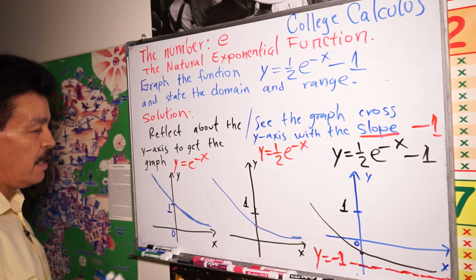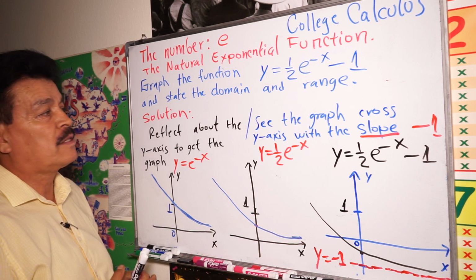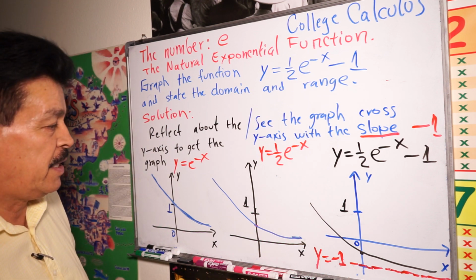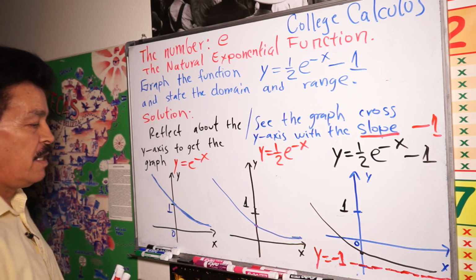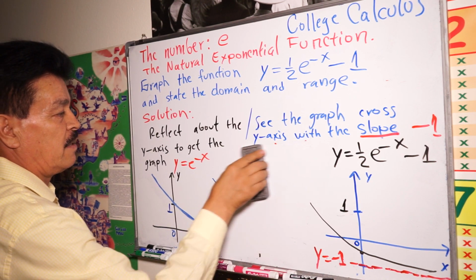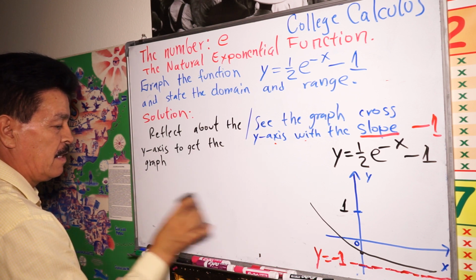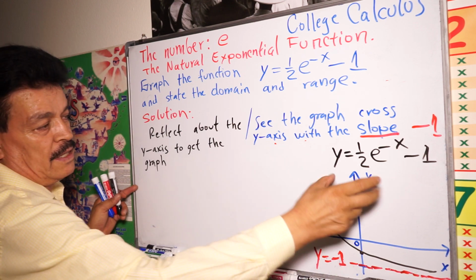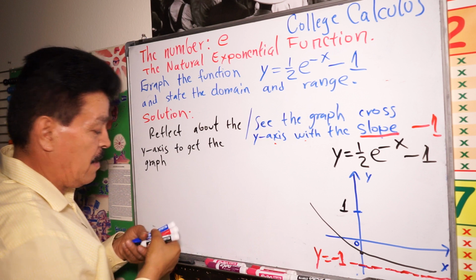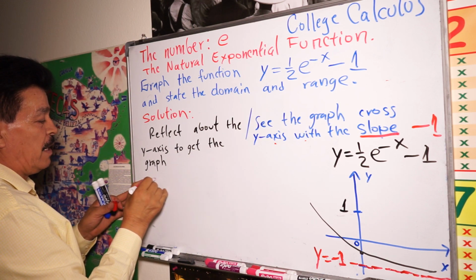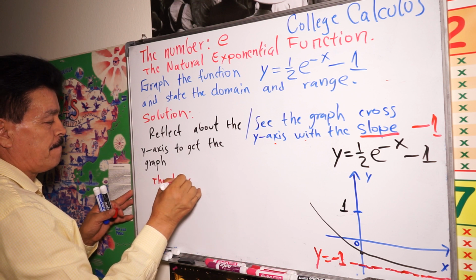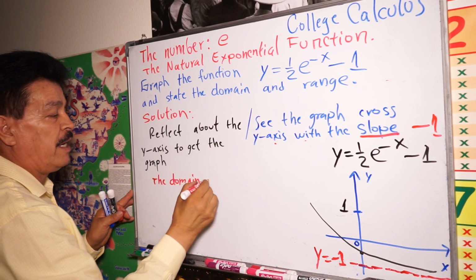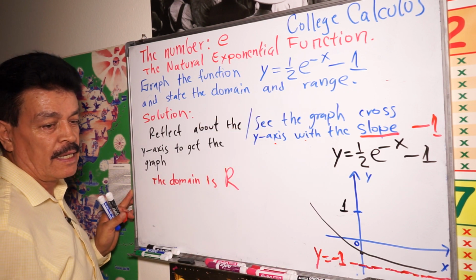So we need to state the domain and the range. Let's erase. I'm gonna erase some graph, these ones. So I leave the answer. That was the answer. This is our graph we were looking for. This is our problem. Like this graph. So now the domain. State the domain and the range. The domain is R, I mean the real numbers.